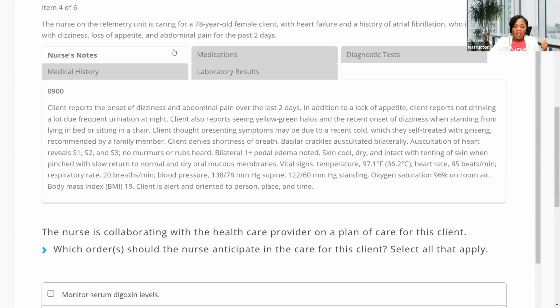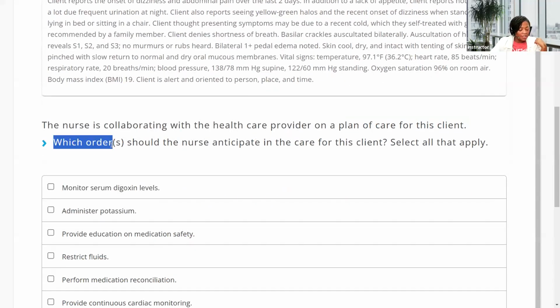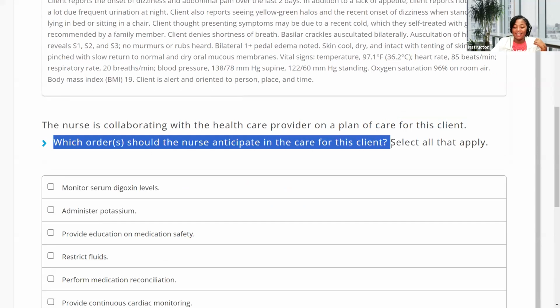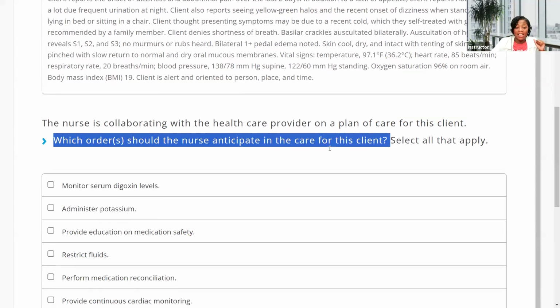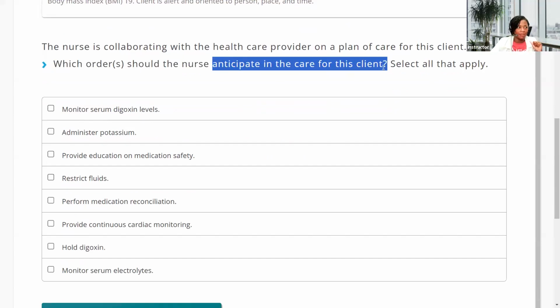All right, same patient, no new notes. The nurse is collaborating, meaning working with the healthcare provider on the plan for this patient. So we've got to figure out which orders the nurse should anticipate in the care for this client. It kind of makes sense. What would I anticipate based on what's going on with my patient? We got 8 options. This is that extended multiple choice. What will we anticipate being ordered by the provider? What makes sense here? What's logical?